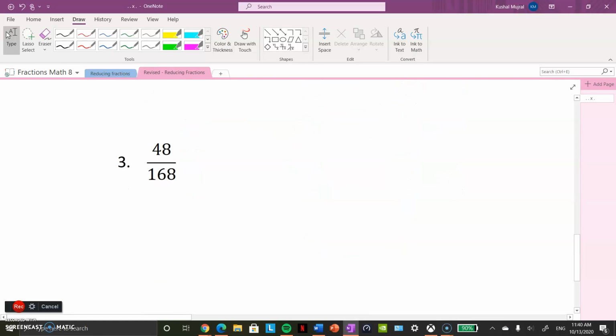48 over 168. So let's look at 48 for a second. 48, we know it's divisible by 2. Let me rewrite that. 2. 3, we'd have to check. So 4 plus 8 is 12, and 12 is divisible by 3. So then 48 is divisible by 3.